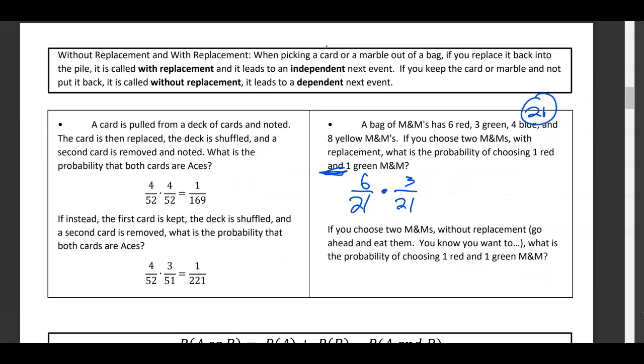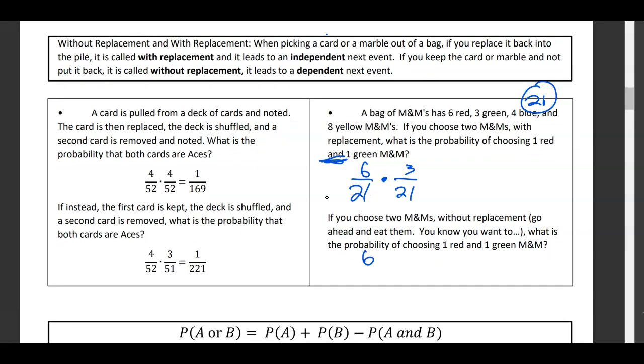This is different if it's without replacement. If you eat it, or just don't put that M&M back. We get the red one. There's still 6 reds out of 21, but we eat the red one. What's the probability of a green one? There are still 3 greens, but now there's only 20 M&Ms in the bag because you kept the first one.